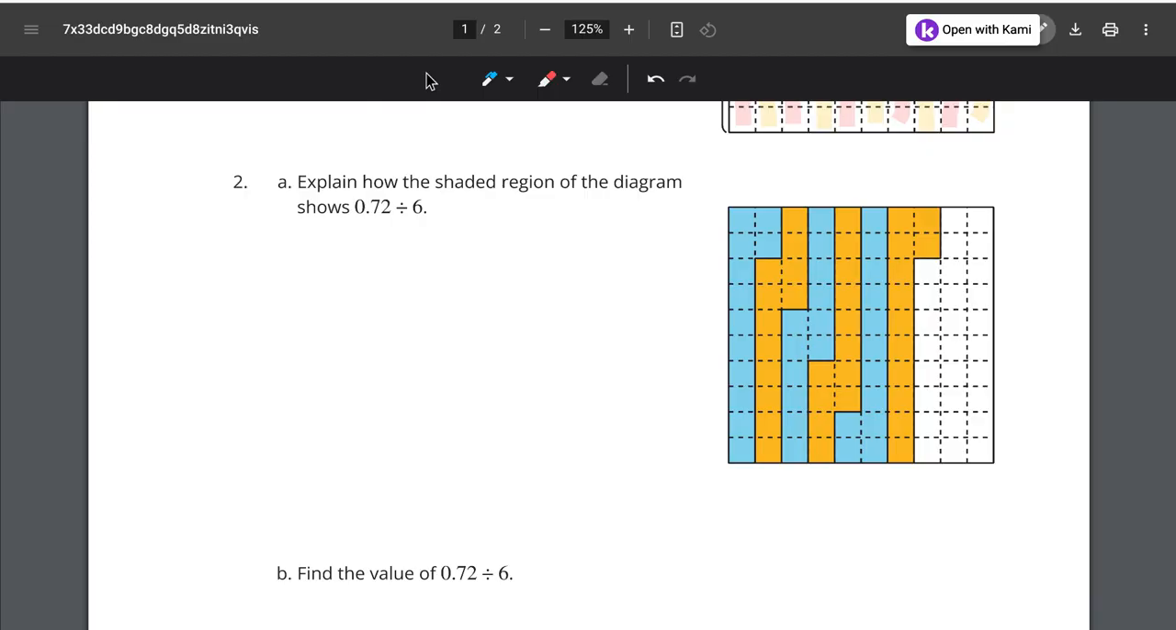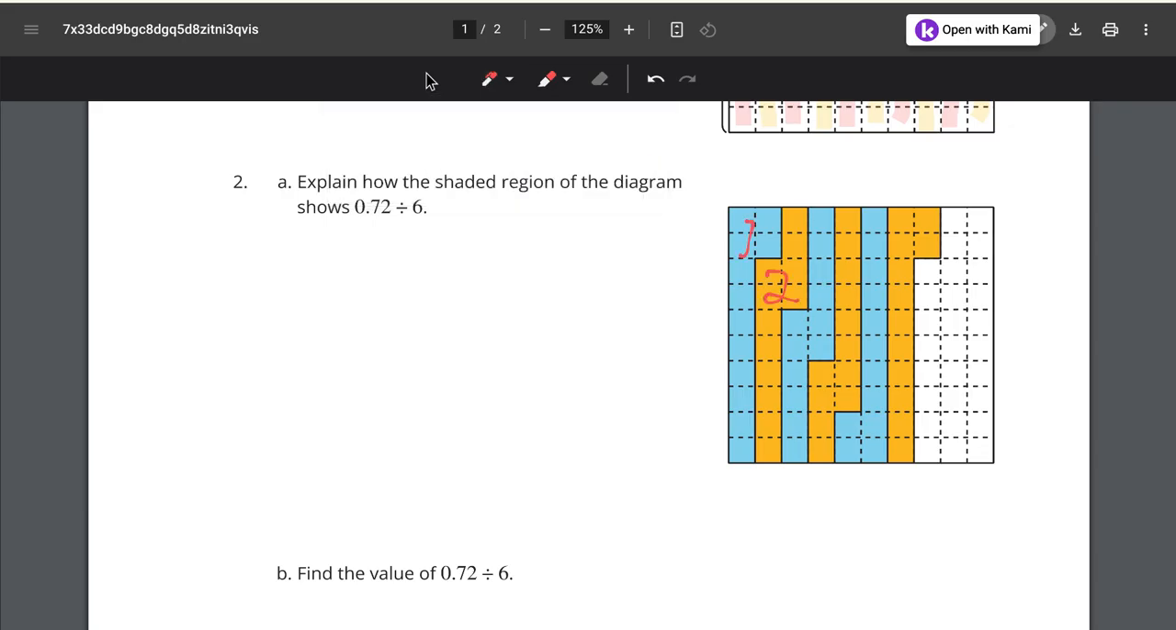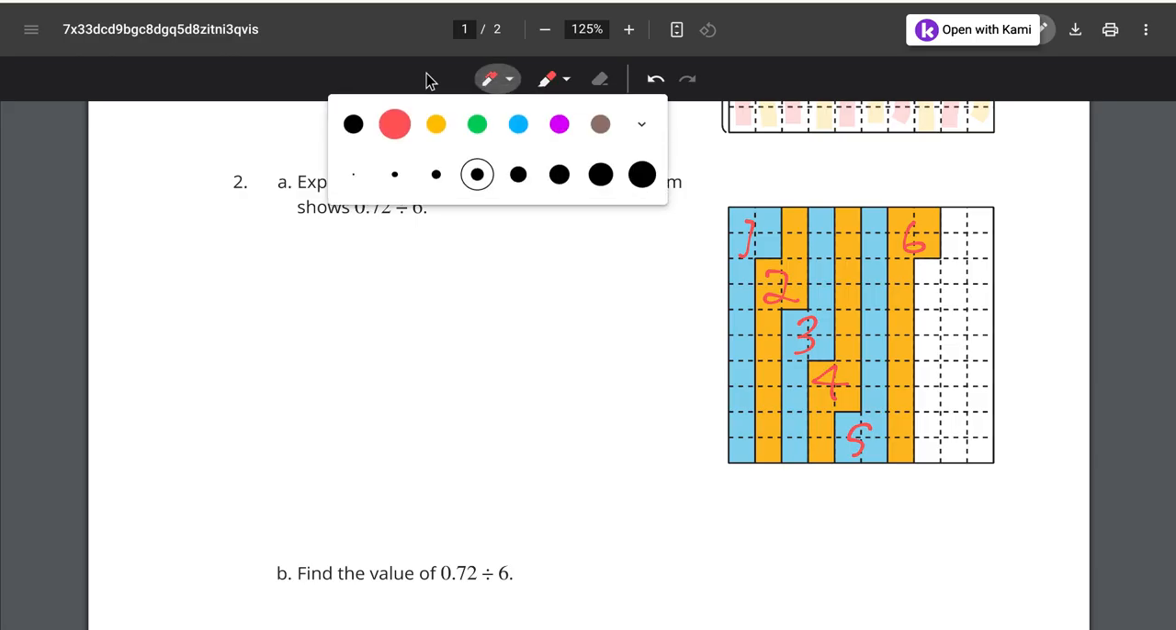So our next question says to explain how the shaded region of the diagram shows 72 hundredths being divided into 6. Well, first of all, when I look at this, I am seeing 72 hundredths in that shaded square of the diagram, and notice that it is divided into 6 groups. Because here, and let me switch my color and make it a little bolder, here I see one group, here I see my second group, a third group, a fourth group, a fifth group, and a sixth group, right? So I am seeing exactly what was asked for in that diagram.